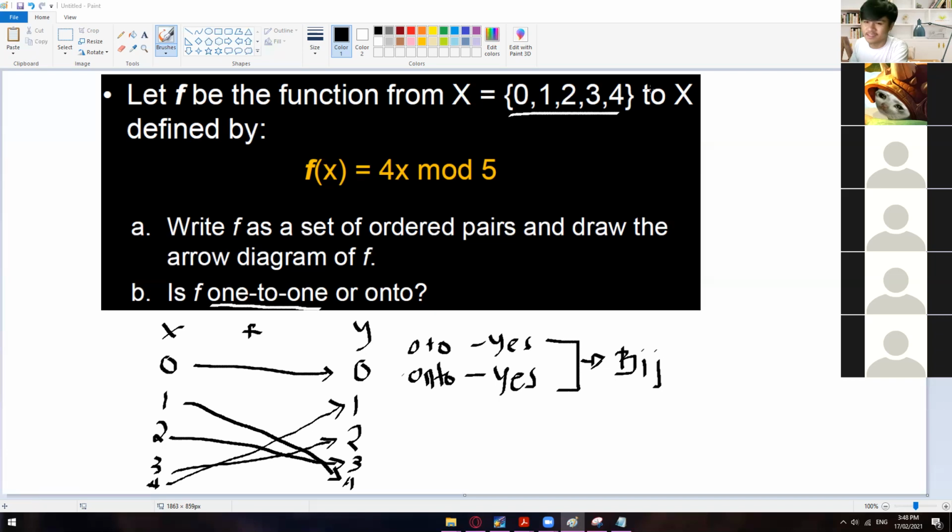Oh my God. Bijection, sir? Yes, that one is bijection. Okay, so very good, Miss Galigas. You might be wondering, Miss Galigas is answering through chat, so she's directing her message to me. All right, so this one is a bijection.